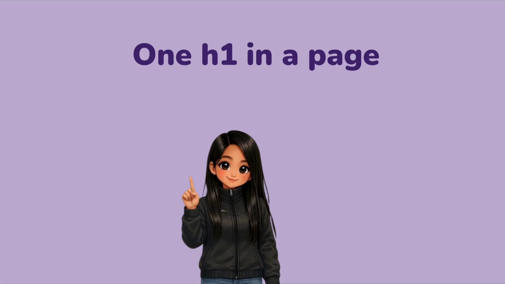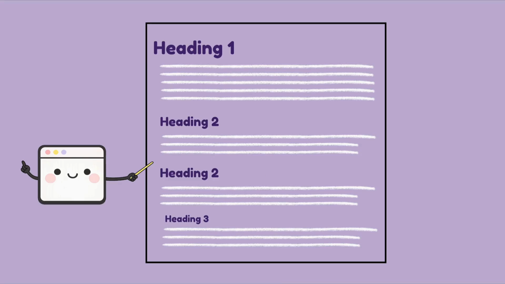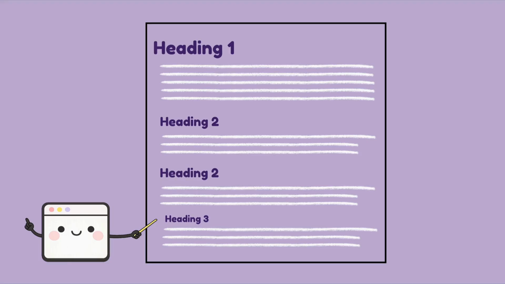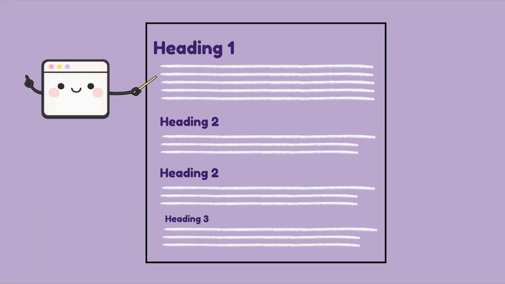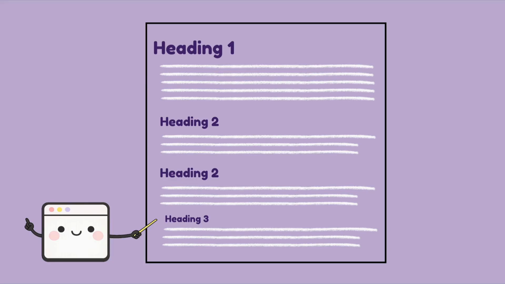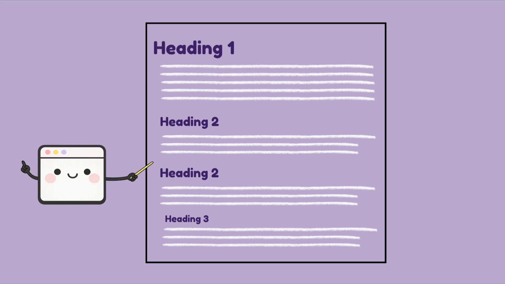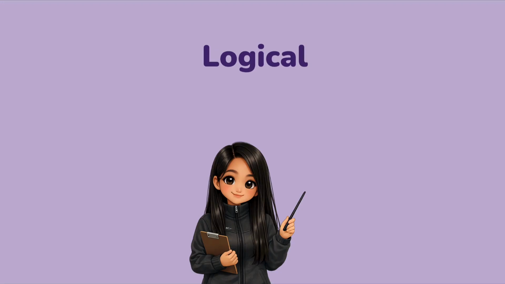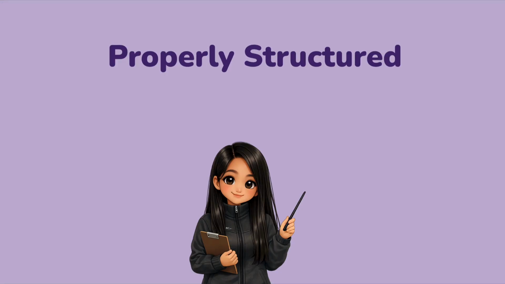After that, using proper hierarchy is very important. Use H2 for sections under the main heading and H3 for subsections under H2. Try not to skip levels. For example, do not jump from H1 straight to H3 without using H2 in between. Keeping things in order makes your page clean, logical, and properly structured.